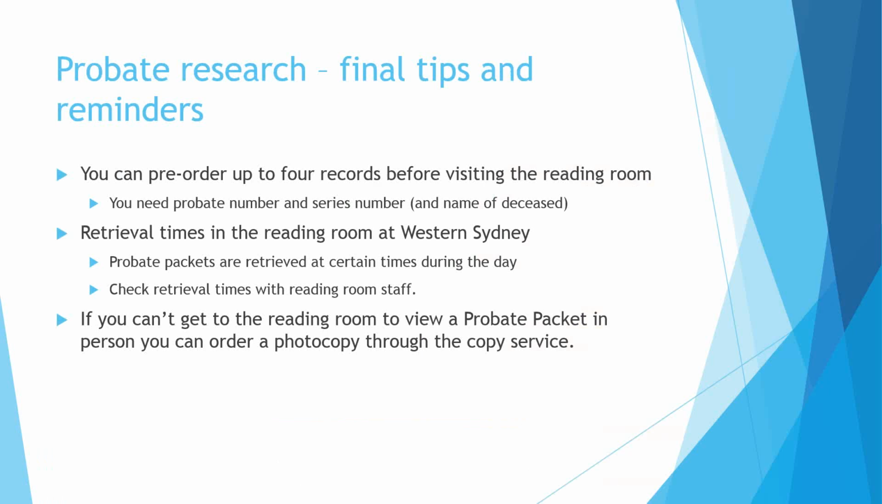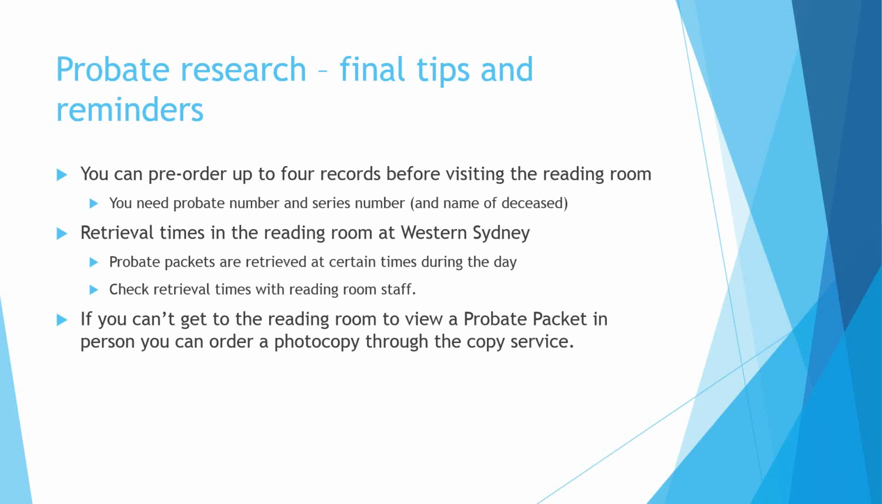So just some final tips and reminders to do with probate packets. Remember, you can pre-order up to 4 records before you come into the reading room. You'll need to know the probate packet number and the series number and the name of the deceased. For most of those people, you can get those on our website, but where you can't, you can also look on the Probate Index microfiche or the deceased estate files.